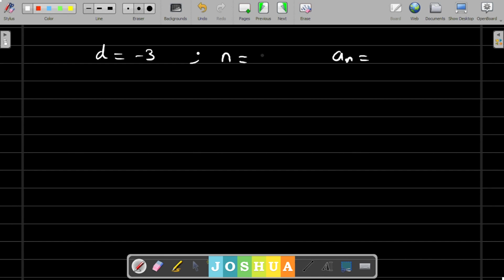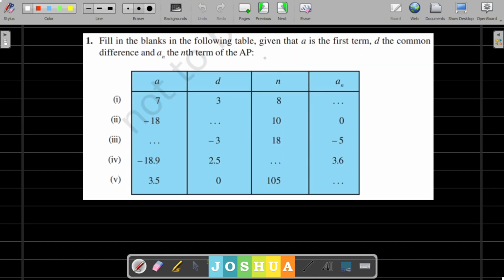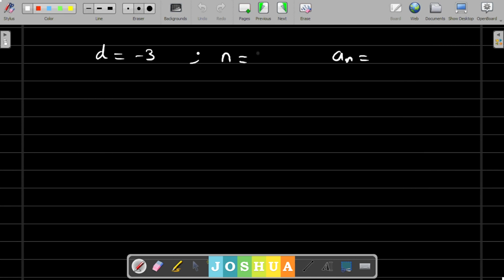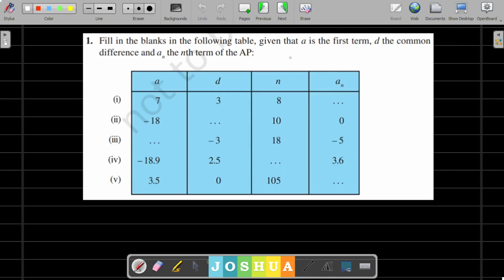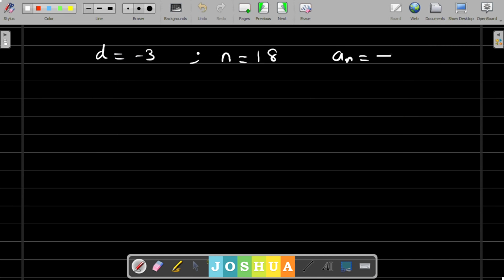In the third sum, A value they didn't give, but D, N and AN are given here. So as per the question, D is equal to -3 and N and AN are given here. So what is the value of N? N is equal to 18 and AN is equal to -5.